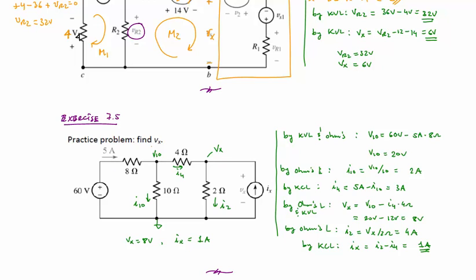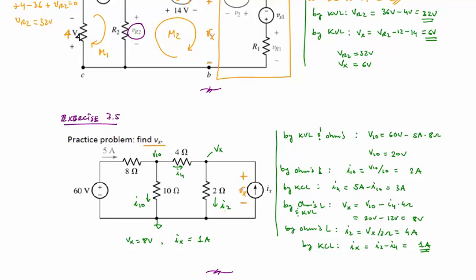Okay, in this last one, it's finding Vx, which is this voltage across this current source. And what we need to do in this case is we need to determine, ultimately, this is kind of indirect. You've got to think a little bit more on this. I'll let you work through it.